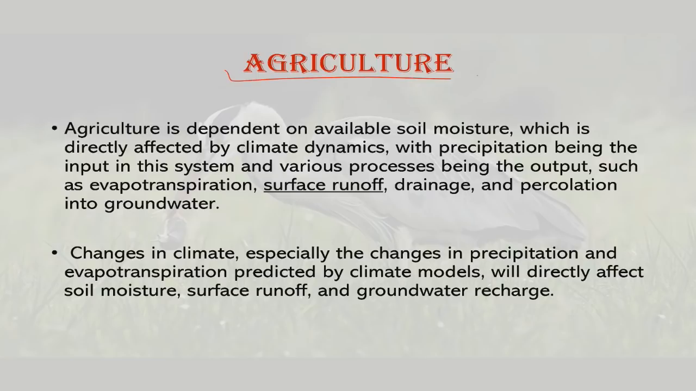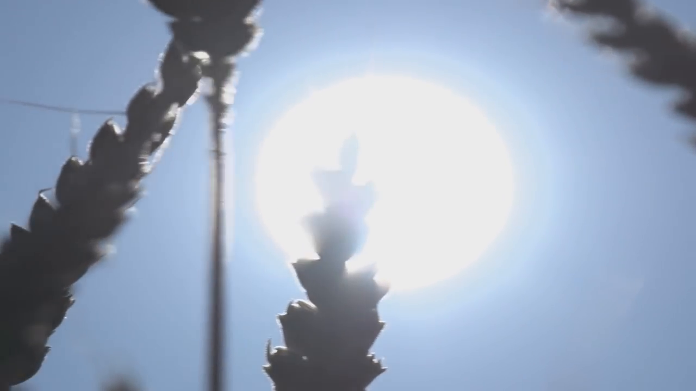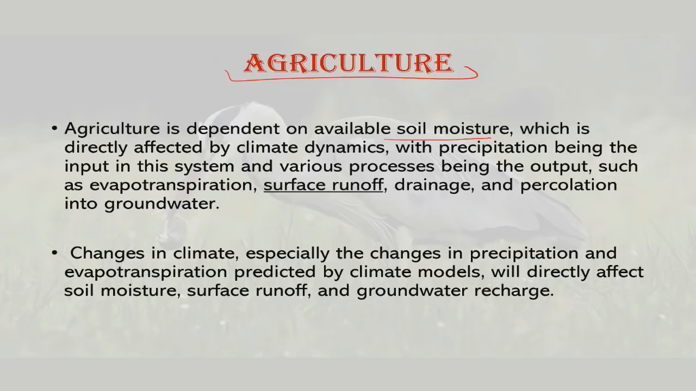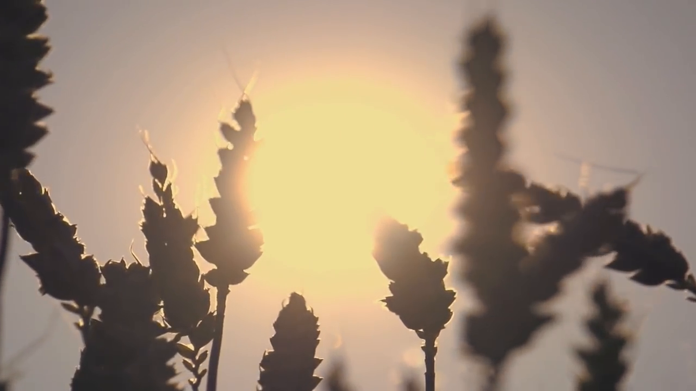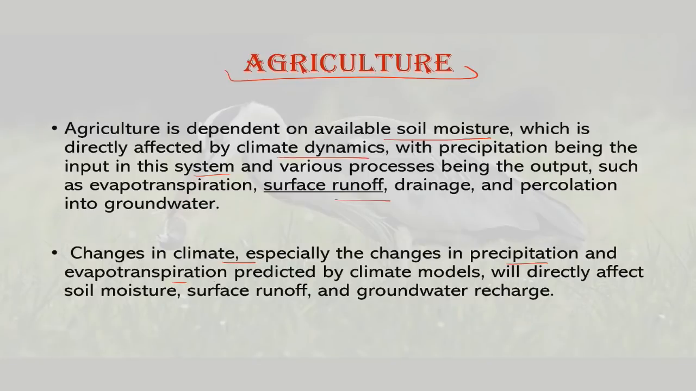Now we will talk about agriculture. Agriculture is dependent on available soil moisture, which is directly affected by climate dynamics, with precipitation being the input in the system and various processes, for example, surface runoff, evapotranspiration, etc. Change in climate, especially when we talk about changes in precipitation and evapotranspiration predicted by climate models, will directly affect soil moisture, surface runoff, and groundwater recharge.